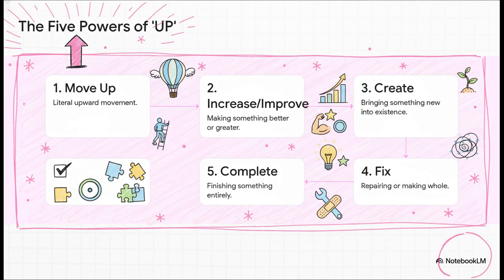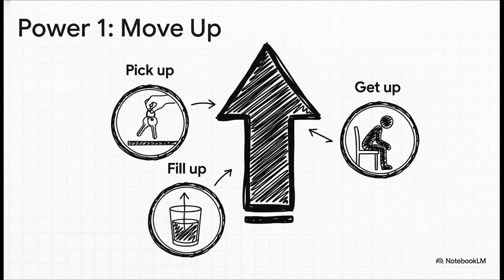And it turns out the particle up isn't random at all. It consistently adds one of 5 core ideas to a verb. Think of these as its 5 secret powers: moving something up, increasing or improving, creating, fixing, and completing. Let's break these down one by one. First, we've got the most literal meaning, actual physical movement from a low place to a high place. You pick up your phone. You get up out of bed. You fill up your water bottle. The direction is literally up.